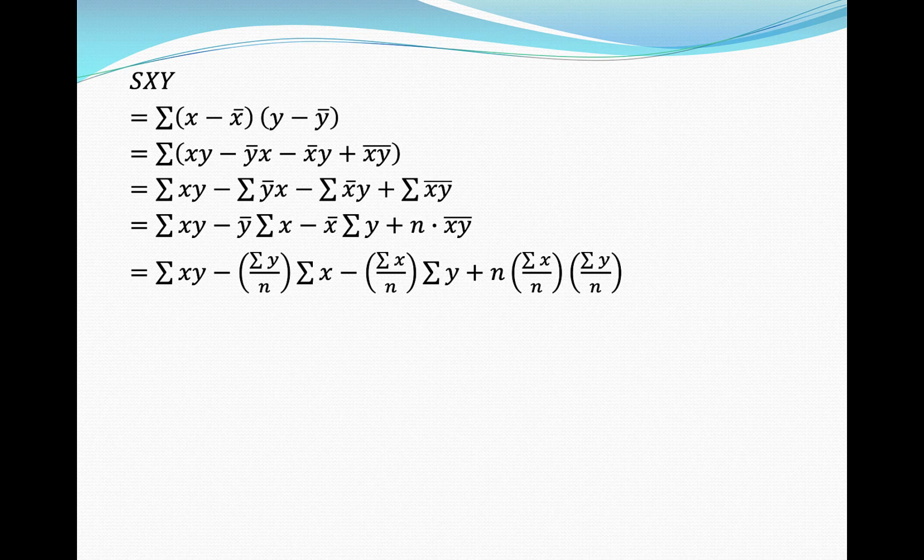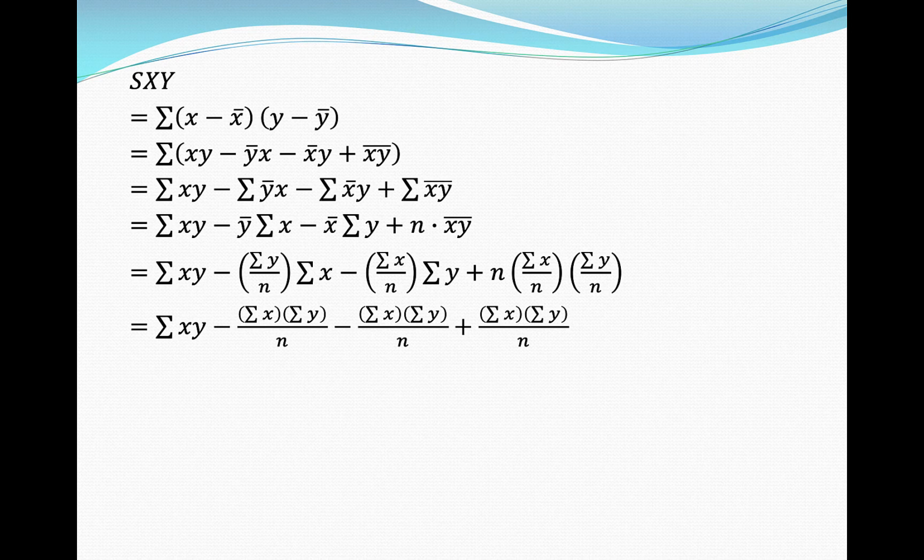So all I did there was replace everywhere there's an x bar, I replaced it by sum of x over n, and y bar works the same way, I replaced it by sum of y over n. So next what happens is you can just do a little algebraic simplification. So I just rewrote that second term there as sum of x times sum of y over n. I didn't really change anything.